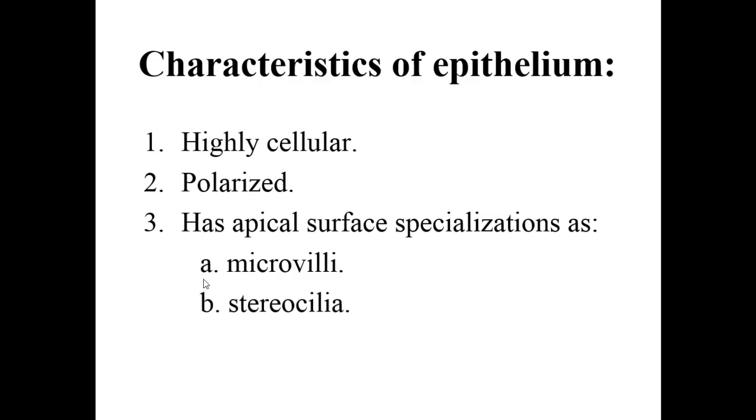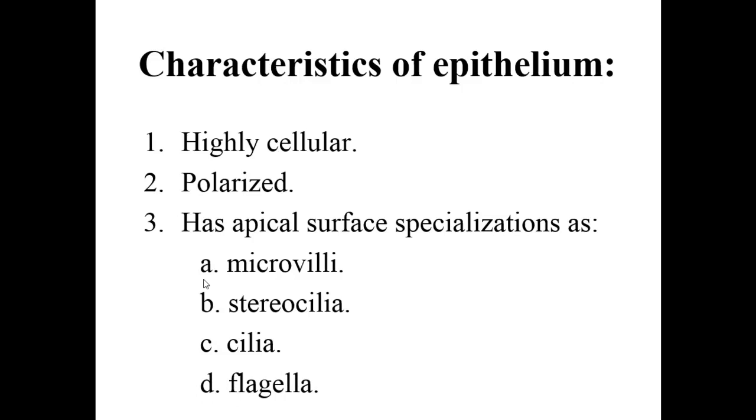Number two, we can have stereocilia or cilia. They are similar, but cilia are moving apical surface specializations that move a substance, and stereocilia, stereo means constant. Stereocilia are cilia which are constant, and structurally they are also not the same.